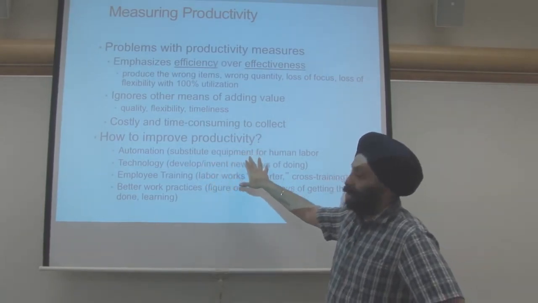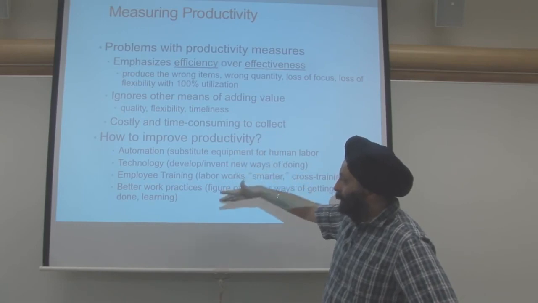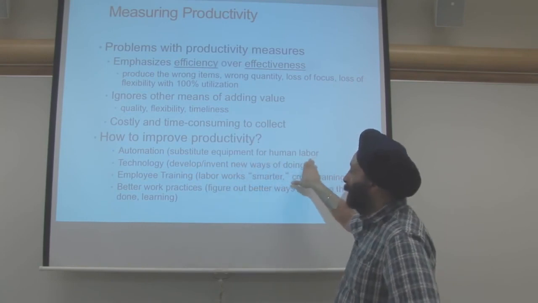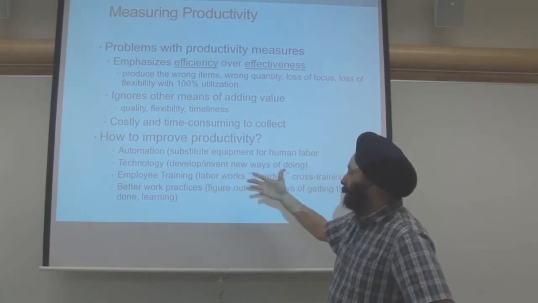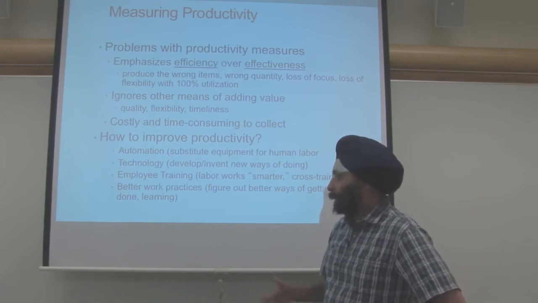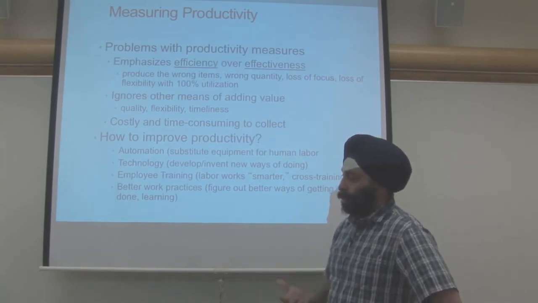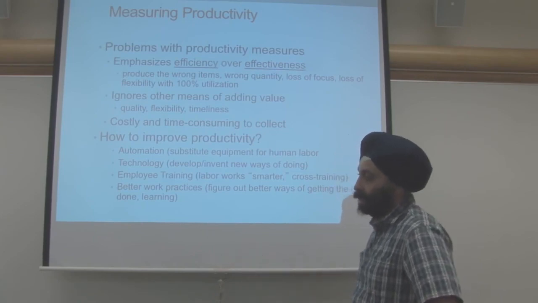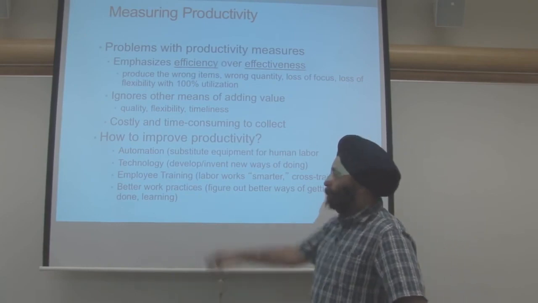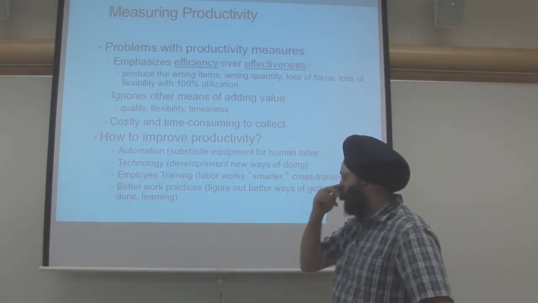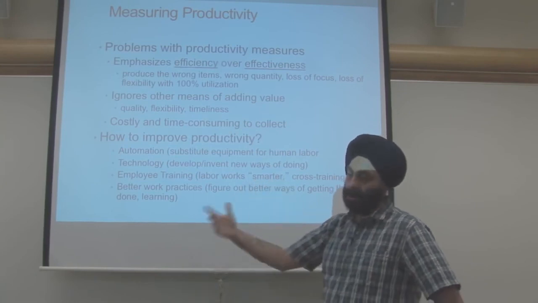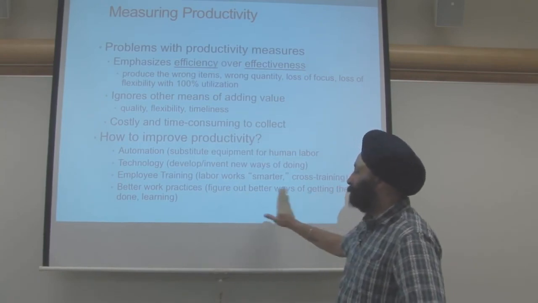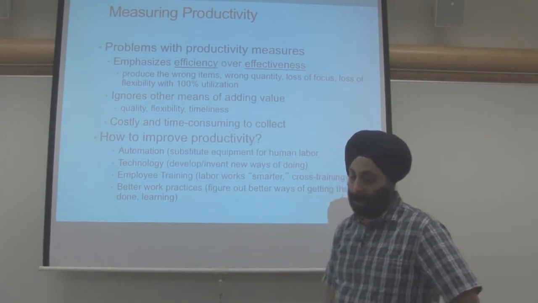How to improve productivity? There are various ways to improve this measure. Automation: substitute equipment for human labor. Technology can be used to invent new ways of doing things so that instead of producing 20 units an hour, maybe new machines can be designed that can produce double. Employee training, so workers can work smarter. Cross-training, so they can figure out better ways of doing things. Better work practices, how they can do the work better or through learning, etc.